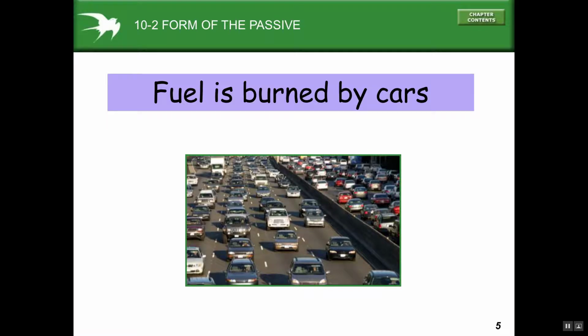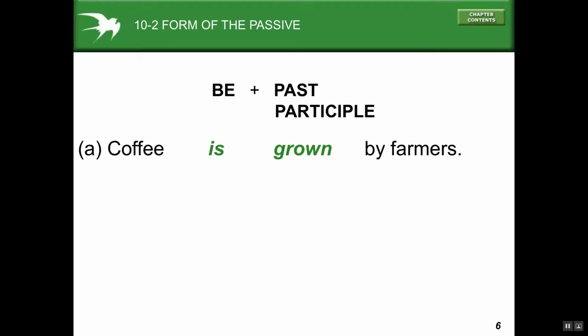Here's some more examples of passive sentences. Fuel is burned by cars. Some more examples, and how to form the passive. So you'll notice that the passive verb has two parts. It has a main verb and a helping verb. And the main verb is in the past participle form, like we've been studying when we study the irregular verbs, right? This is the past participle of grow, is grown.